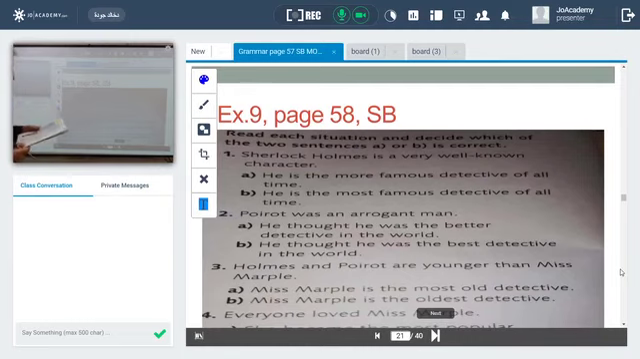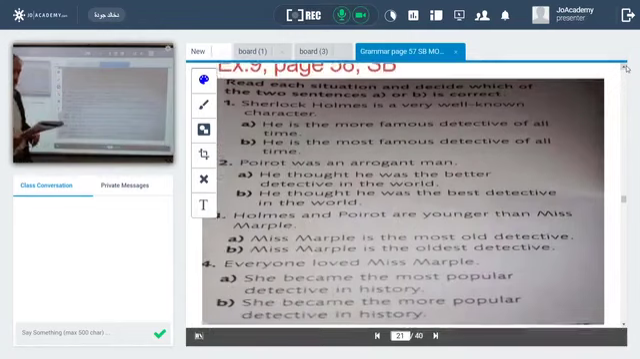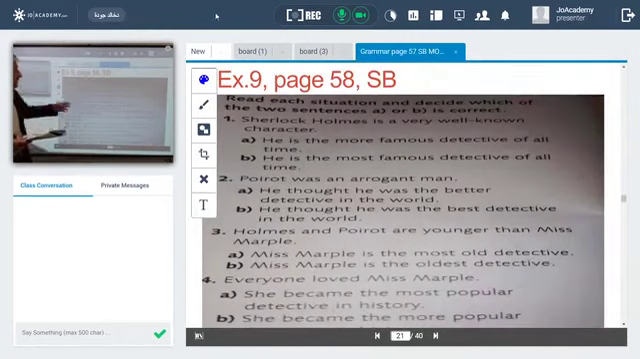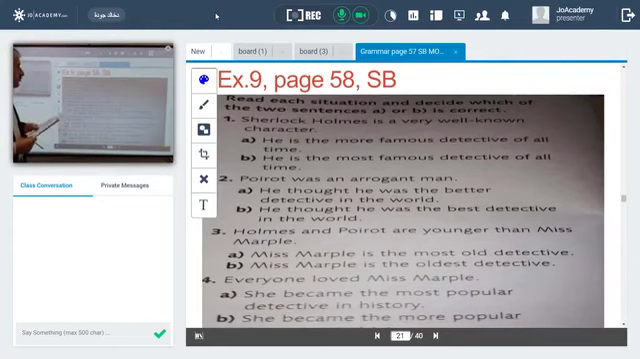The first one is saying Sherlock Holmes is a very well-known character. Well-known means what? Well-known means معروف. Now let's go to page number 58, exercise 9 from your student book. We have 4 sentences and we have to choose between A and B. Every sentence has 2 answers and we have to choose according to the right one.